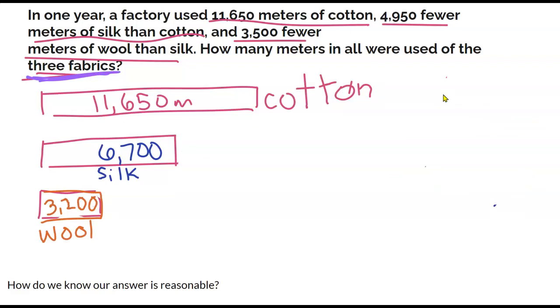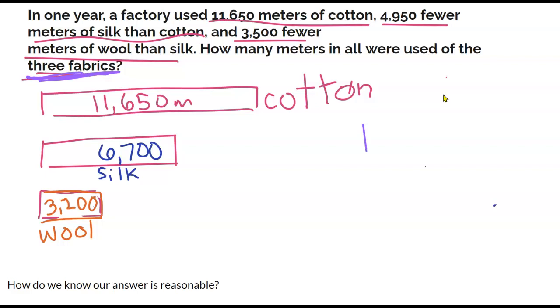So the question is asking me how many meters in all were used of all three fabrics, right? So we found out how much fabric was used of cotton, silk, and wool, but now we need to combine them all together and figure out how much fabric they used in all. So let's go ahead and add them all together.